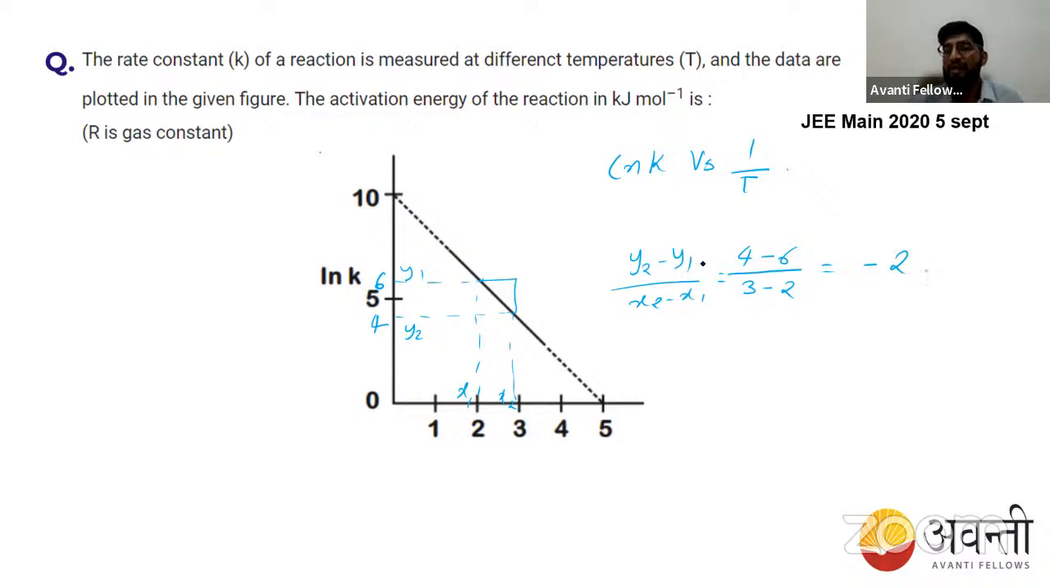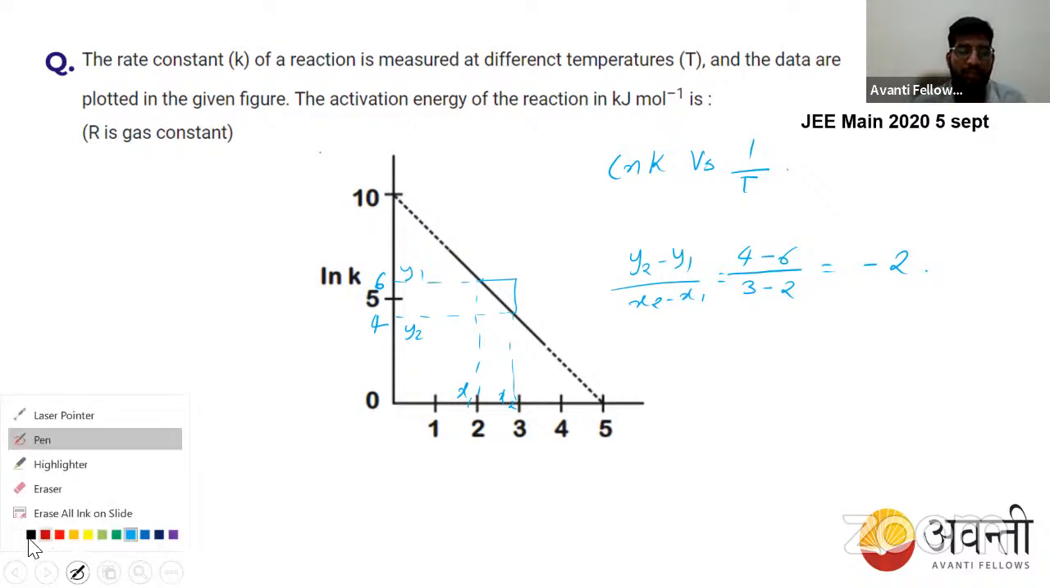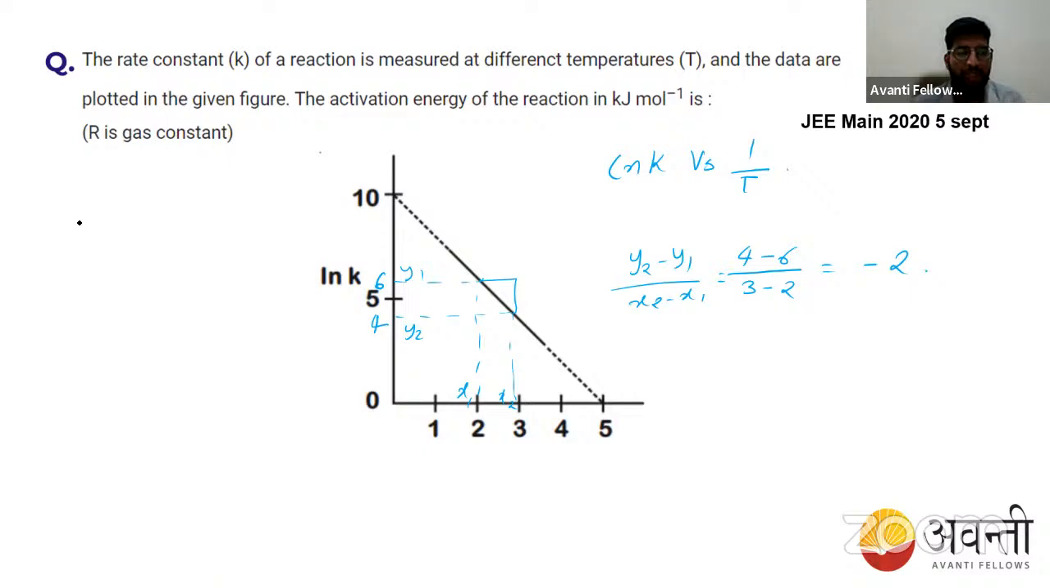So I have to calculate the slope. What is the need of calculating the slope? I know Arrhenius's equation. What is Arrhenius's equation? K is equal to A into e to the power minus Ea upon RT, where Ea is the activation energy, R is the gas constant, which is 8.314, and T is the temperature of that reaction.